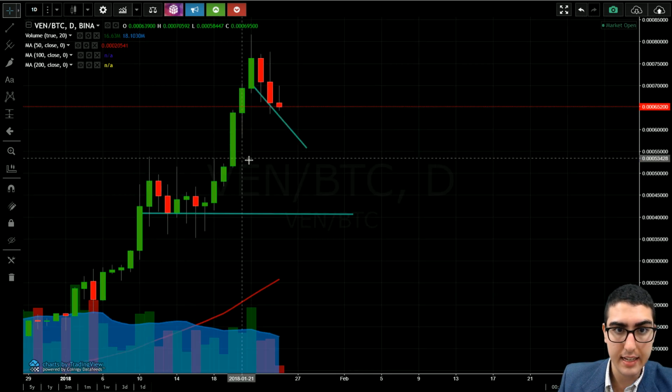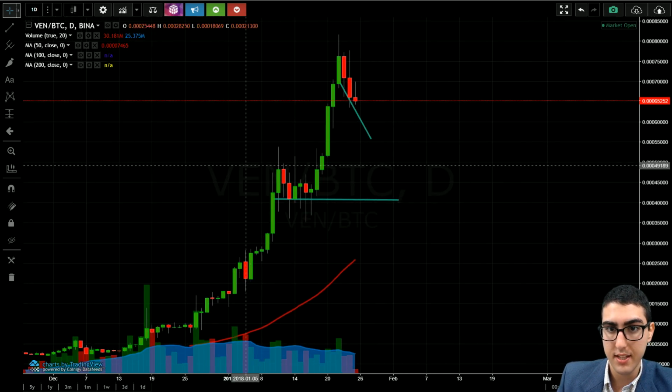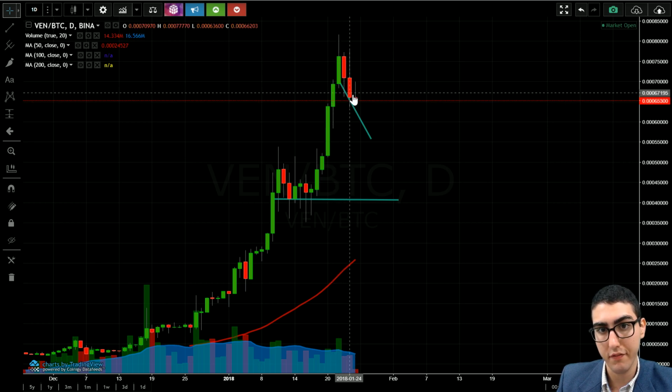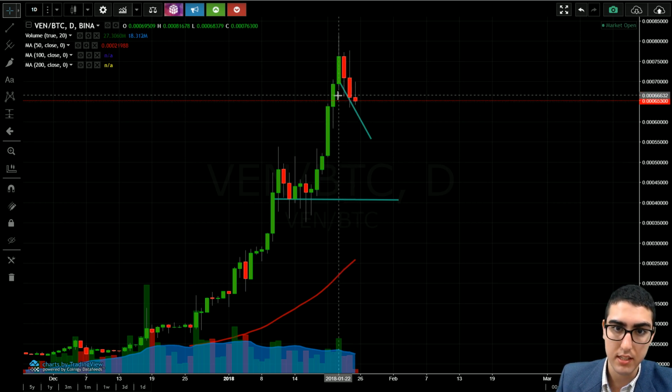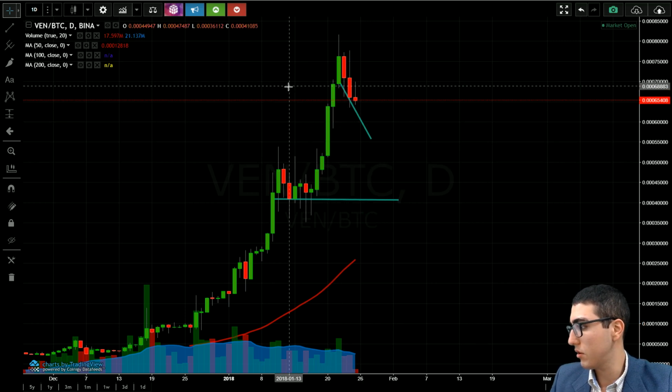I think VEN is going to see some consolidation. That's just the truth. Doesn't look like it's going to be a bull flag. It doesn't seem to find any sort of level of support. It seems like it's probably going to follow this downtrend here over time. I think that's really what we're going to start seeing here with this coin.